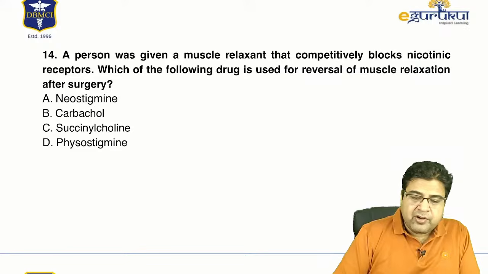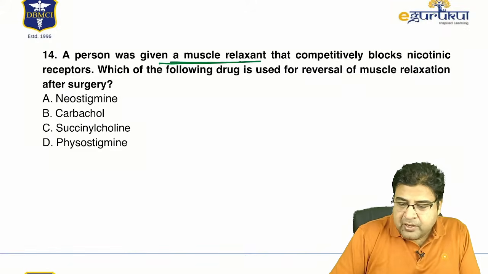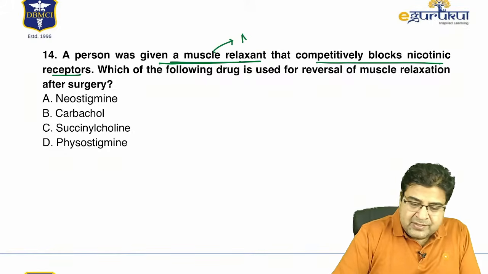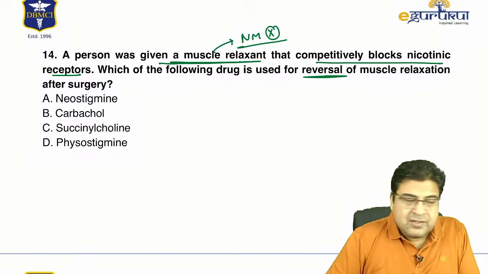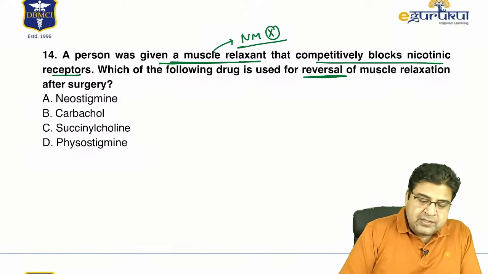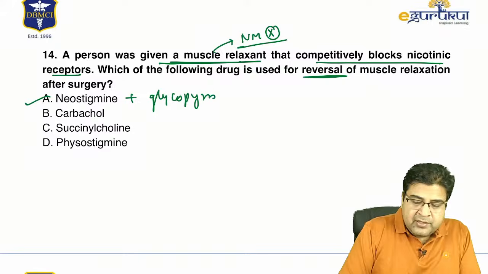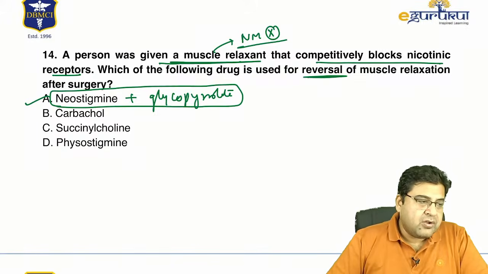Now question number 14, a patient was given a muscle relaxant that competitively blocks the nicotinic receptor. Yes, so muscle relaxants are blockers of nicotinic M receptors. Which drug is used for the reversal? So which medicine can we use for the reversal? So answer is neostigmine. So neostigmine and glycopyrrolate are given together. So neostigmine plus glycopyrrolate combination we use as the best combination.